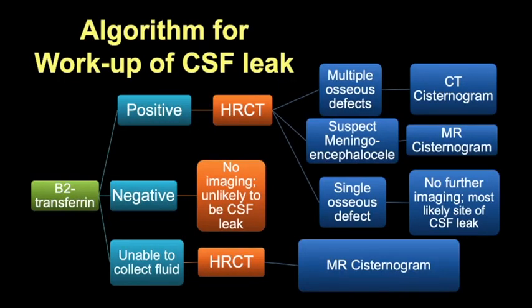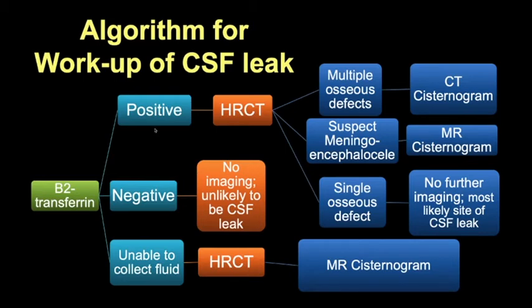So to summarize our suggested imaging algorithm for the workup of a suspected CSF leak, all workups should start with beta-2 transferrin testing. If beta-2 transferrin is negative, then no imaging is necessary, as it's unlikely to be a CSF leak. If beta-2 transferrin is positive, then imaging should start with a thin section CT of the sinuses extending through the mastoids. If there's a single osseous defect, that's the most likely site of the leak, and no further imaging is necessary. The patient can go on to surgical repair. If polypoid soft tissue is seen next to a bony defect, one should suspect a meningoencephalocele and consider MRI cisternogram to evaluate the extent of the encephalocele.